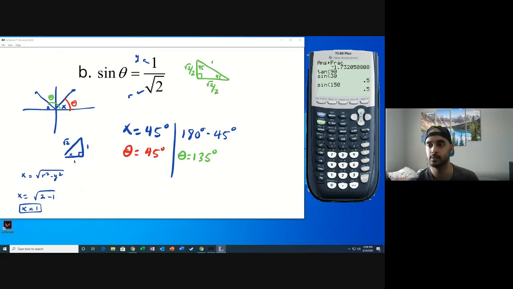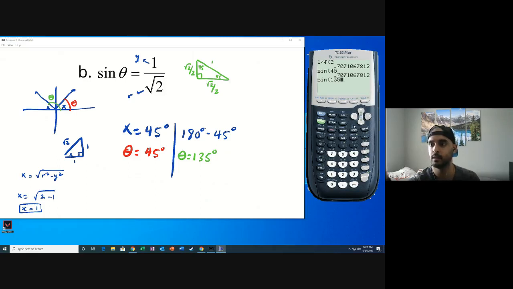Okay, and again, you can double check. So 1 over root 2. Let's get the decimal equivalent first. So this is what I need. So sine 45, that checks out. And sine of 135, that checks out also. So everything looks good. There's my 2 answers.